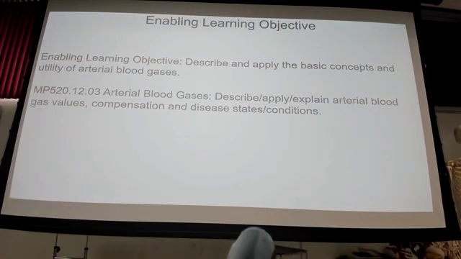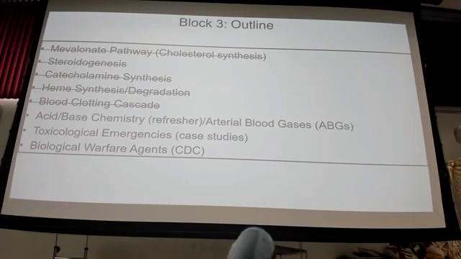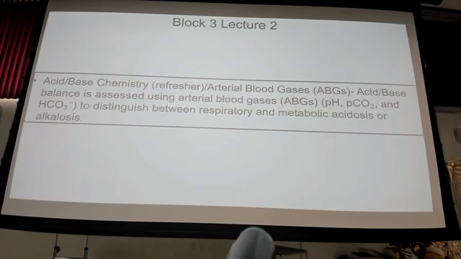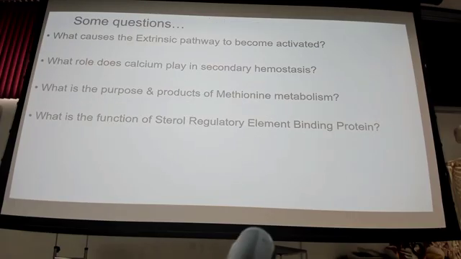So before we get to today's topic, I have some questions for you, and I know we just had the lecture yesterday, but if you remember any of this, or if not, we'll walk through it. So, first question, what causes the extrinsic pathway to become activated? One person answer that. Okay. Tissue damage, yes. What else?